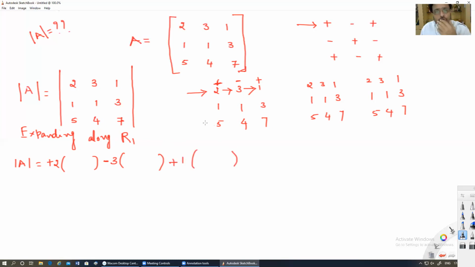Now we have taken the first row. I have taken first plus 2 here. So whatever 2 I have taken, at this 2 you cancel the complete horizontal line and the complete vertical line. So this is cancelled. You delete the row and column in which the element is contained. 2 is in the first row and first column, delete them, and multiply the remaining cross.